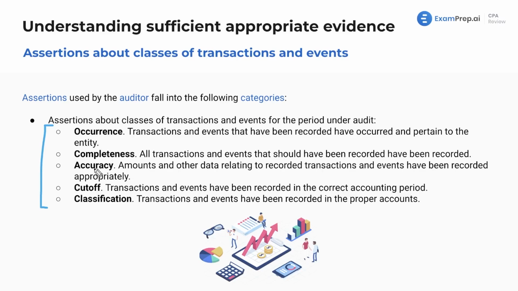Accuracy: amounts and other data relating to recorded transactions and events have been recorded appropriately. Cutoff: transactions and events have been recorded in the correct accounting period. Important one there. And lastly, classification: transactions and events have been recorded in the proper accounts. Did we improperly classify something as a note payable when it should have been an accounts payable? Did we accidentally include a sale next year instead of when it should have been this year? Is everything accurate? Are the actual dollar amounts accurate, right?